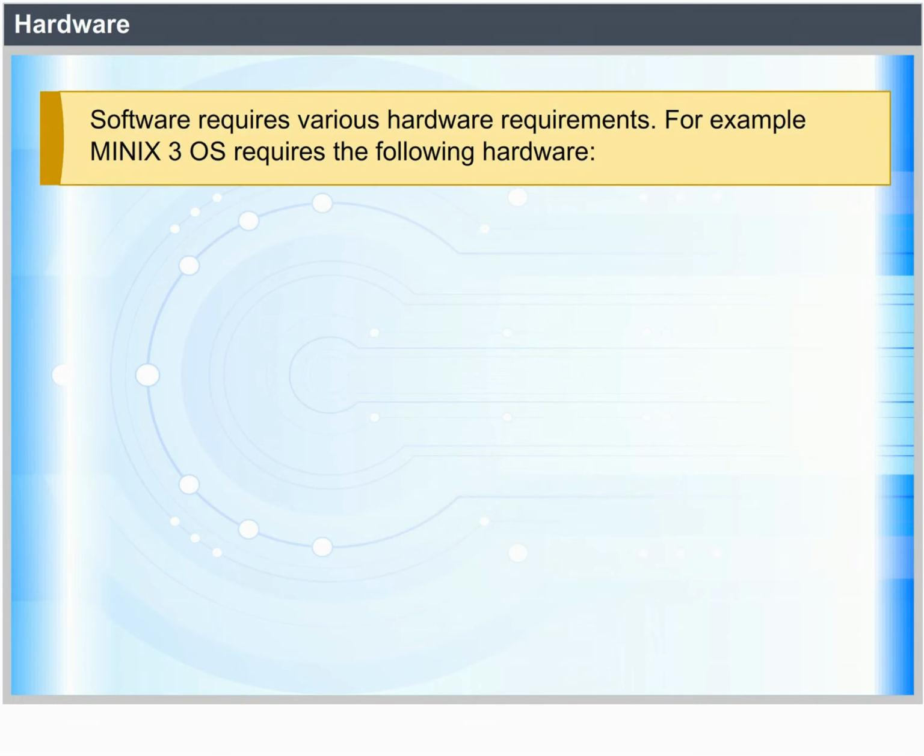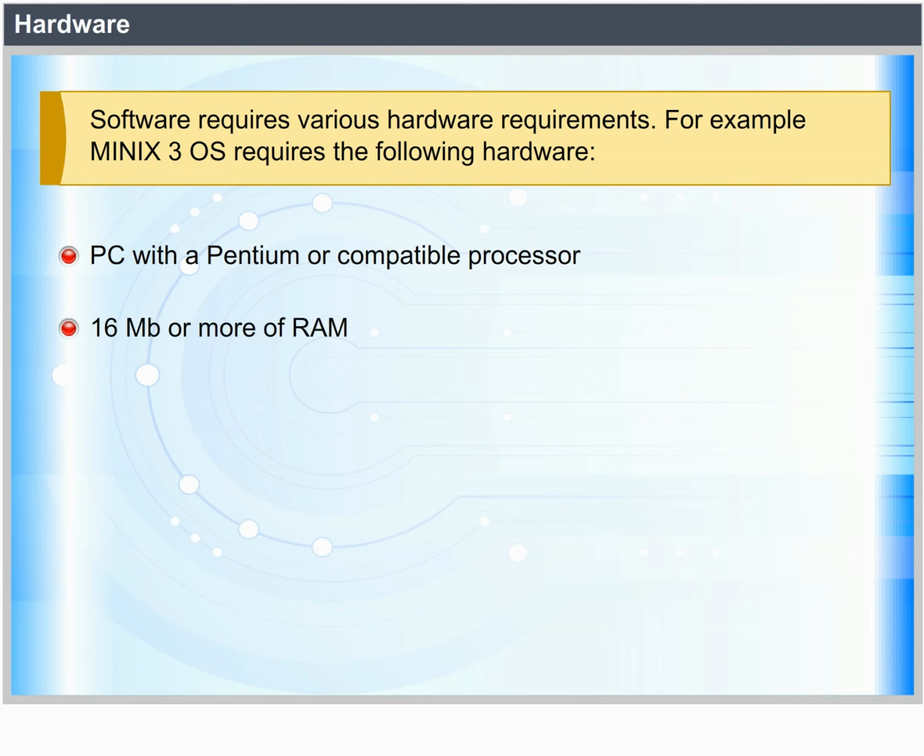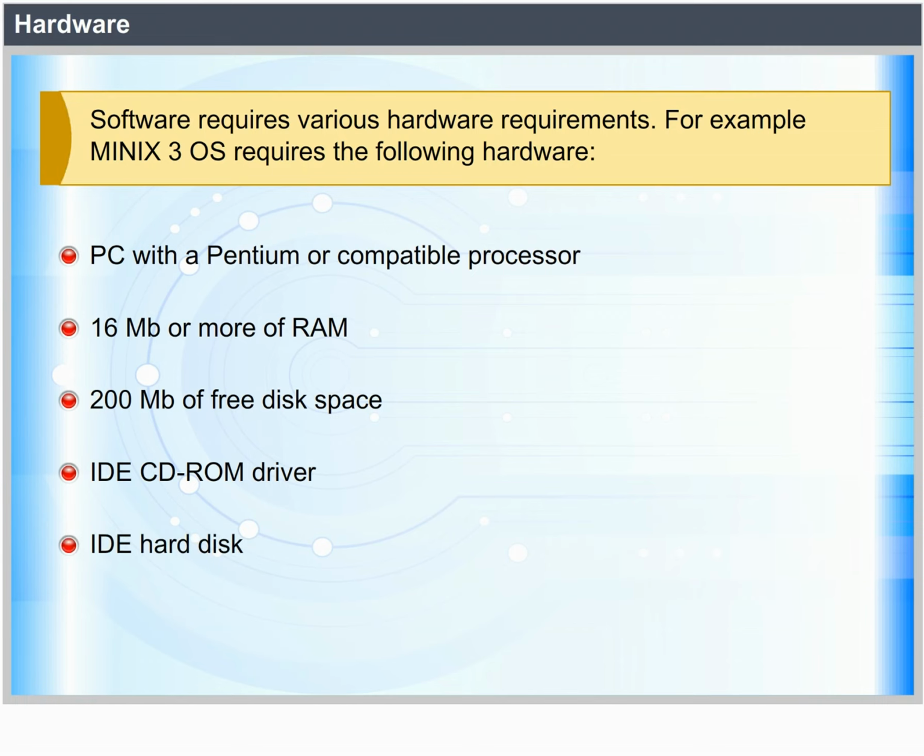Software requires various hardware requirements. For example, the Minix 3 OS requires the following hardware: a PC with a Pentium or compatible processor, 16 MB or more of RAM, 200 MB of free disk space, an IDE CD-ROM drive, and an IDE hard disk.